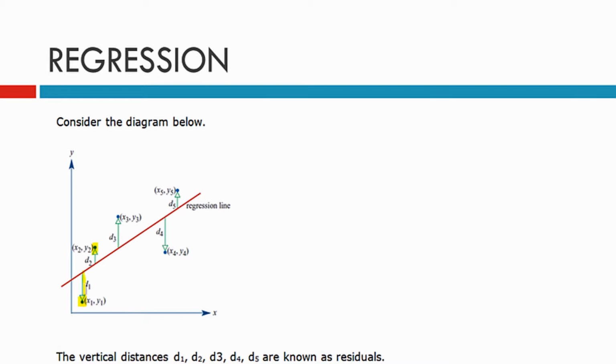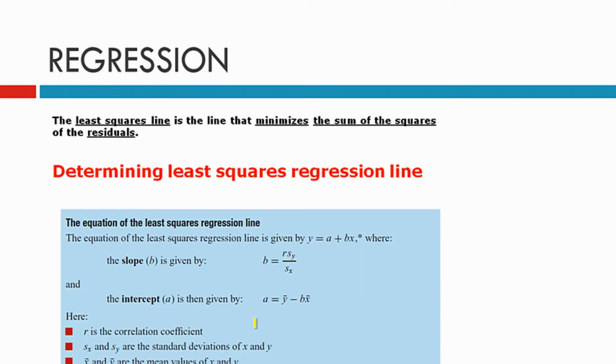Now of course this part here that I'm just marking there is a negative distance. The d2 going from the d2 to the x2, y2 is a positive distance. So above the line it's positive, below the line is negative. And we want the smallest distance, so the minimum distance from the line to these points. And these distances are known as residuals. As I said, the least squares line is the line that minimises the sum of the squares of the residuals.